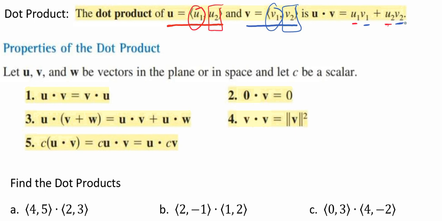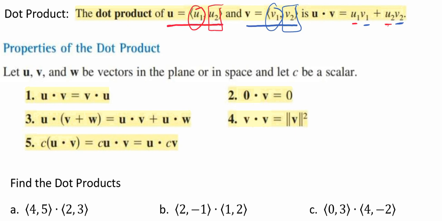So what are the properties of the dot product? Let's assume that u, v, and w are vectors in the plane or in space, and we're going to let c be a scalar. So we have 5 properties.